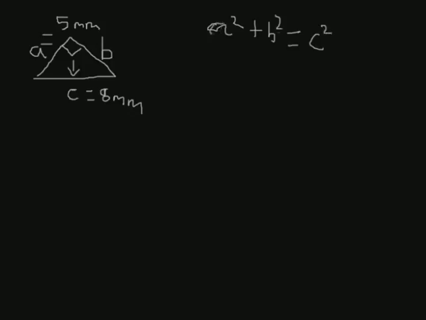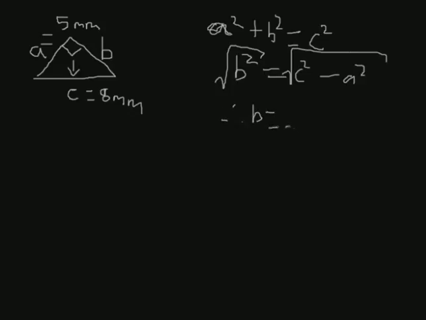Now let's rearrange this first to get B as the subject, just to make it a bit different. We subtract A squared from both sides, and you get B squared is equal to C squared minus A squared. Now to solve for B, we just take the square root of both sides. And we get B is equal to the square root of C squared minus A squared.